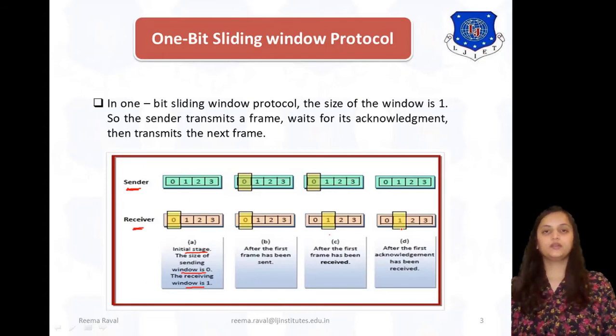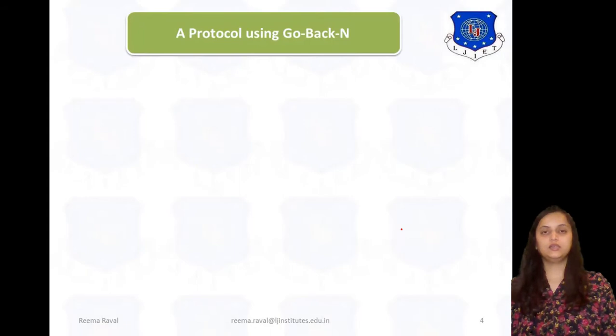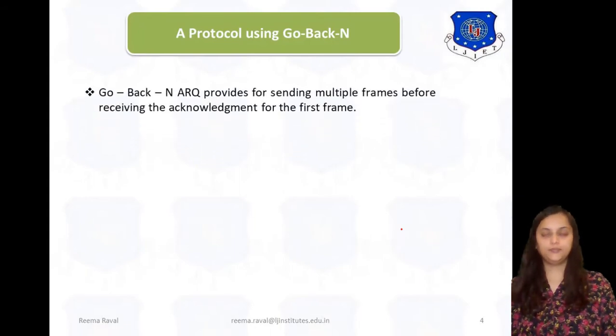Now next is a protocol using go back N. Go back N ARQ, that means automatic repeat request, provides for sending multiple frames before receiving the acknowledgement for the first frame. That means before receiving the acknowledgement of the previous frame, it will keep on sending multiple frames.